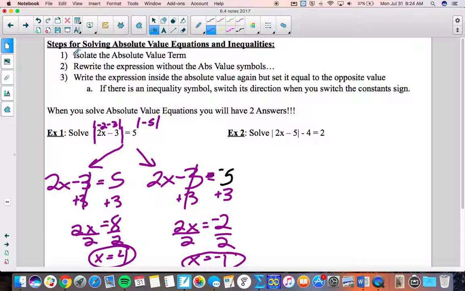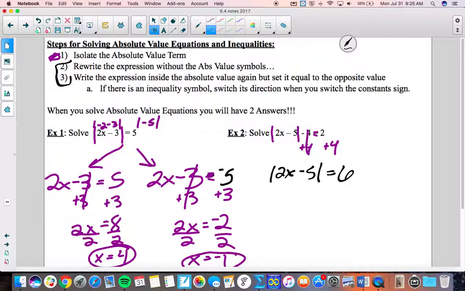Let's try example number 2. Now step number 1 says isolate the absolute value term first. There's my absolute value term. There's some stuff inside it. That's cool. Nothing to worry about there. Is there anything else over there outside of it on that side of the equal sign? Yeah, there's the minus 4. So I have to add 4. I have to isolate, or undo, the things that are outside of the absolute value sign. So we get the absolute value of 2x minus 5 equals 6.